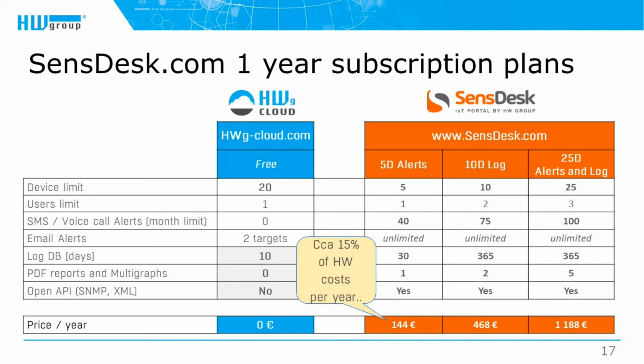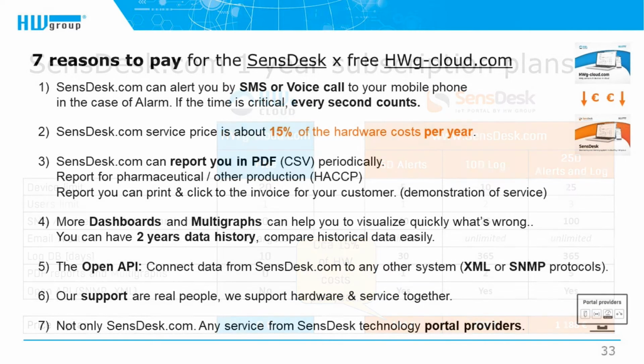The free service has a limit of 20 devices per account. The paid service device support varies by package. The free service only offers email alerts with limited features. The paid service includes SMS and voice alerts as well. Data history is 10 days in the free service and up to 1 year in the paid service. PDF reports, multigraphs, open APIs are only available in the paid service.